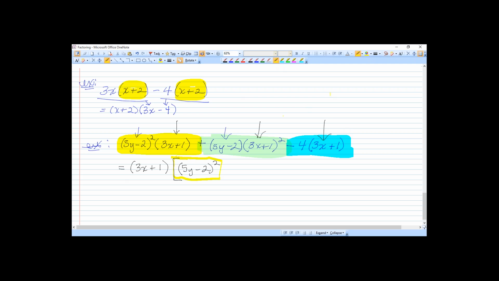Okay? So that's this guy. And now for the second term, we can only take out one of these, right? Be careful because that's a square. So what's left over? We're going to write the 5y minus 2 again, only to the first power. And this time we're factoring out one of these 3x plus 1s. So instead of squared, it's to the first power because we took one of those out. That's what's up here in the front. And then finally, minus 4, right? The last one, we've taken that out.